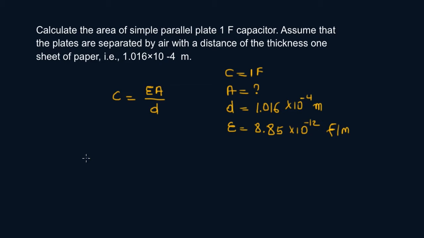Okay, so solving for the area, we have capacitance times the distance over the constant for free space or free air. So just plug it in. You got 1 times 1.0116 times 10 to the minus 4.